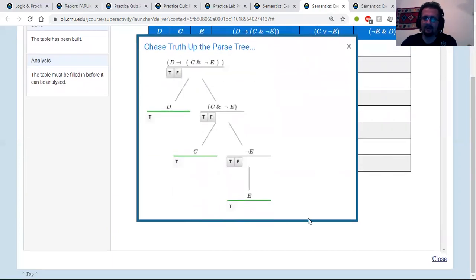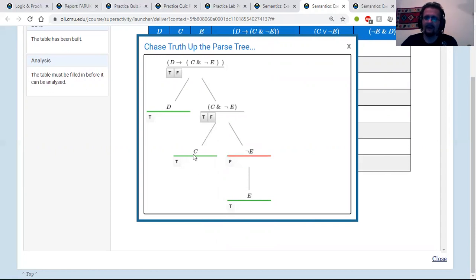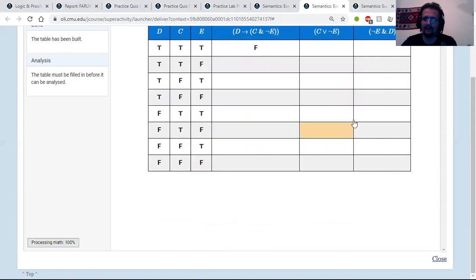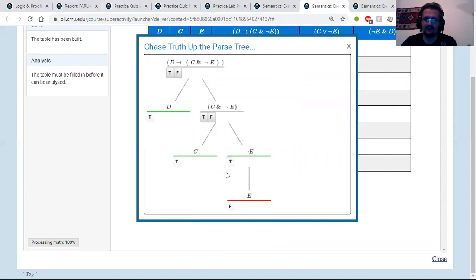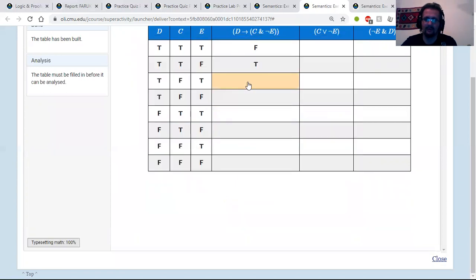Right, so again, we're just chasing truth up the tree. So if E is true, and then we have not E, that would have to make it false. Here we have a conjunction of true and false, so that has to give us a false. And then our top level function here is a conditional. If true, then false. That's the only way that a conditional is false. So false, negation of a false gives us a true. Conjunction of two truths is true. A conditional statement with two truths is true. Good.